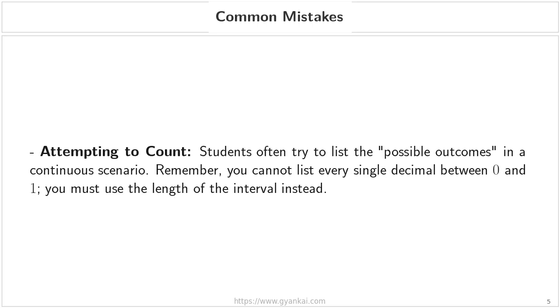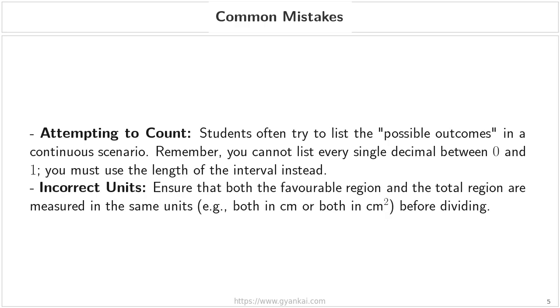First, let's talk about the temptation to attempt to count. When you are faced with a continuous scenario, like the number interval we discussed in our first slide, you might instinctively try to list out all the possible outcomes. However, remember that in a continuous sample space, you simply cannot list every single decimal between 0 and 1. There are infinitely many. Instead of trying to count, you must always shift your focus to using the length of the interval.